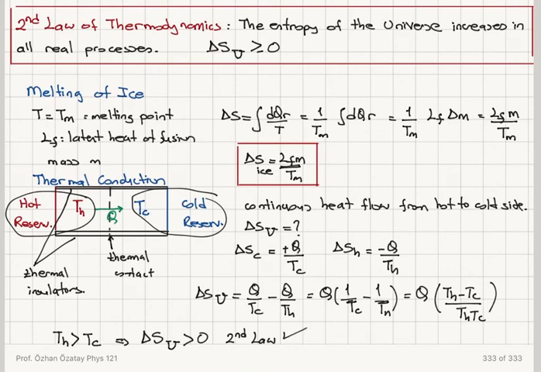Therefore, the second law actually tells me in which direction the heat will flow. It will flow from hot to cold side, because if it were to flow from cold to hot side, the entropy change of the universe would be negative, and the second law wouldn't allow that to happen. This is one application where we can clearly see the second law is very helpful in telling us in which direction the process will evolve.